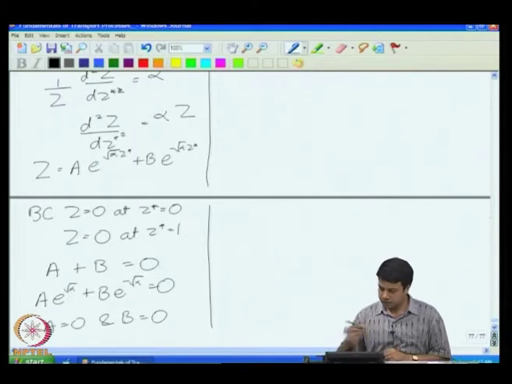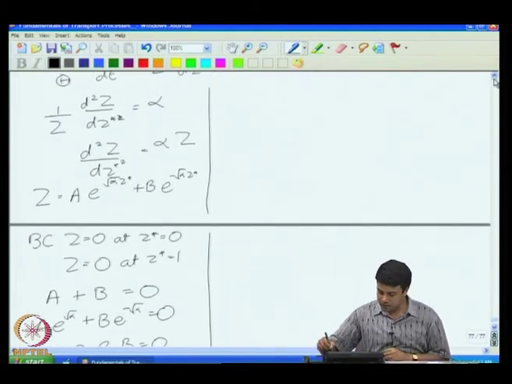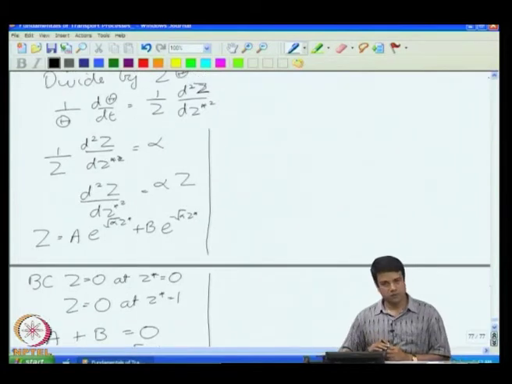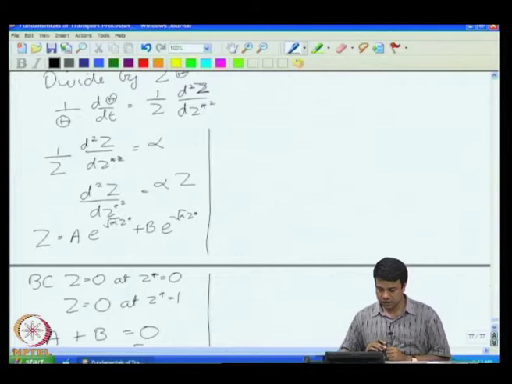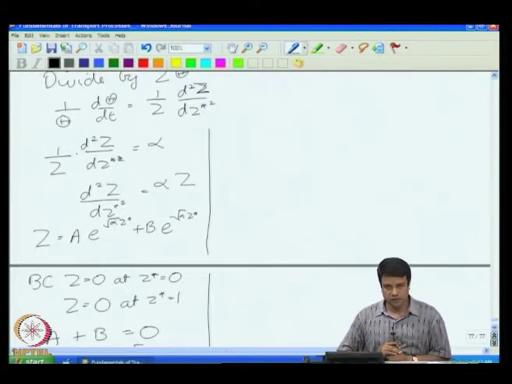Now, that was because I happened to choose a value of alpha which was positive. What happens if I choose a value of alpha that is negative? So, let us look at that. This was one particular choice of alpha. Let us look at some other, negative choice of alpha.